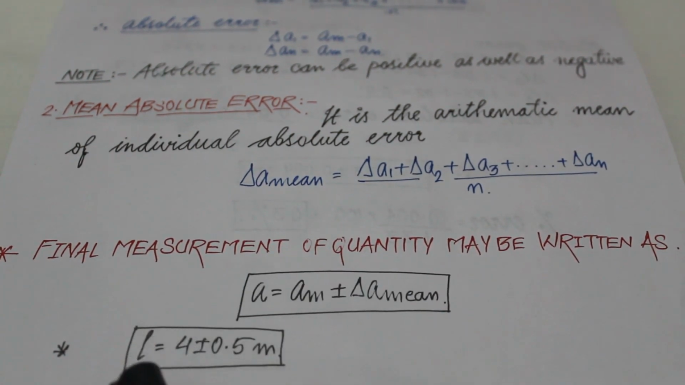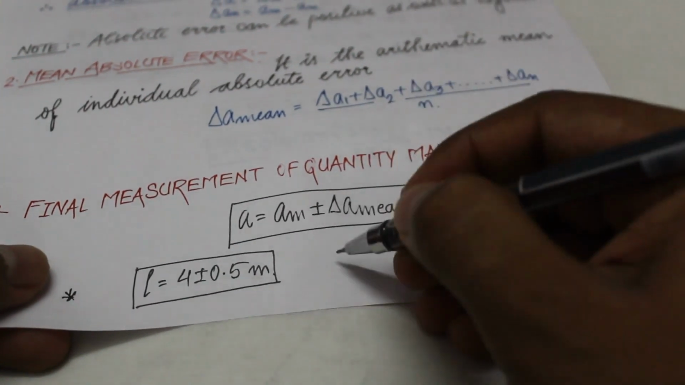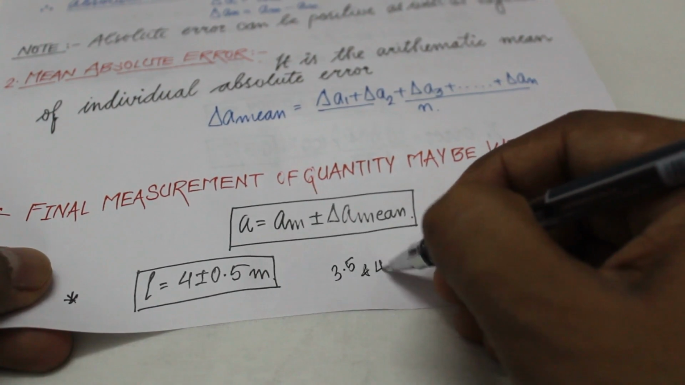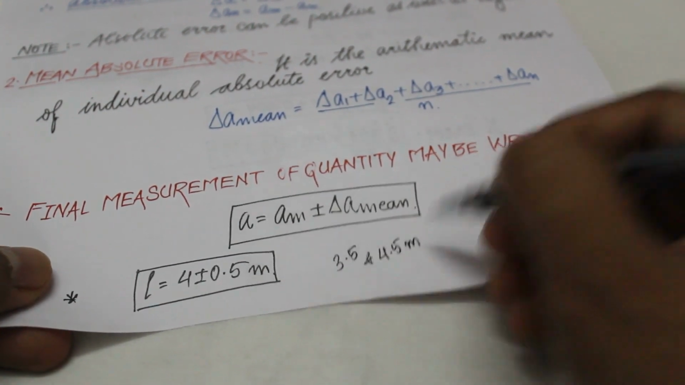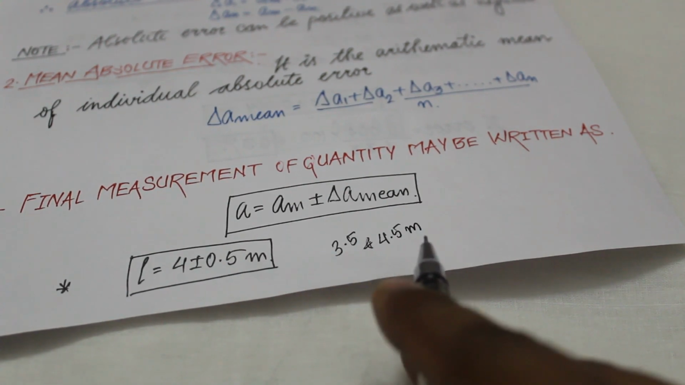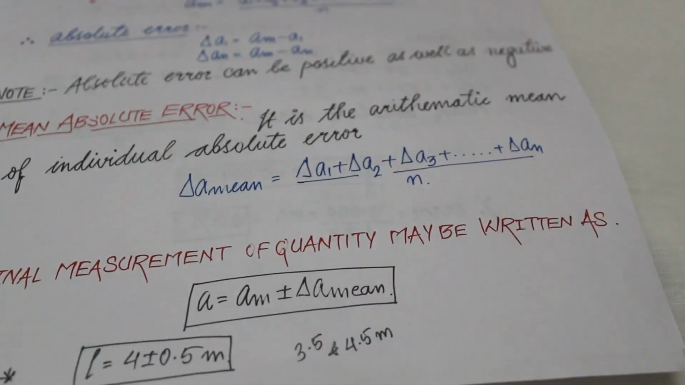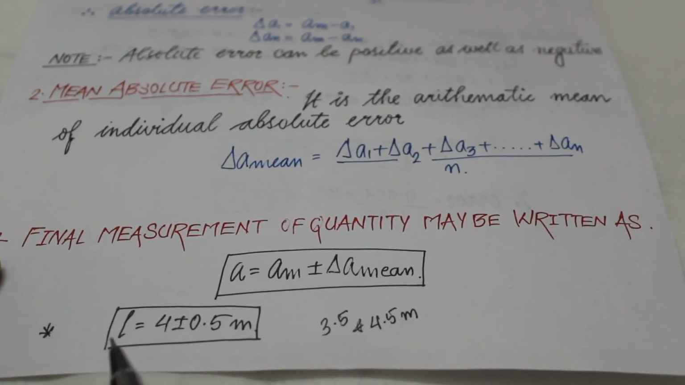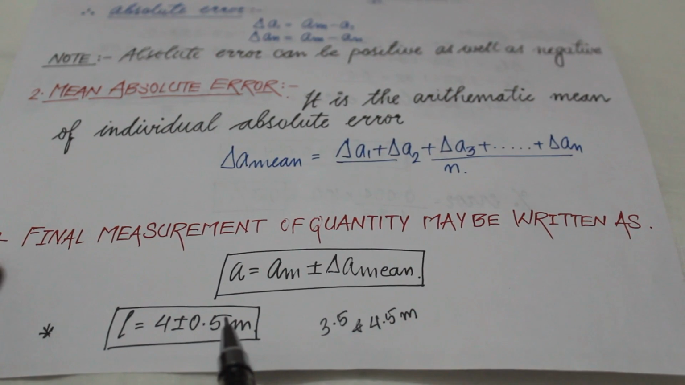For example, let's say length is given by 4 plus minus 0.5 meter. Now what does this basically mean? It means that the value lies between 3.5 and 4.5 meter. If someone finds out the reading as 3.5 meter or 4.5 meter, then both of these values can be taken into consideration. Reason being, I have written length as 4 plus minus 0.5 meter. Plus minus 0.5 is the error which is permissible.